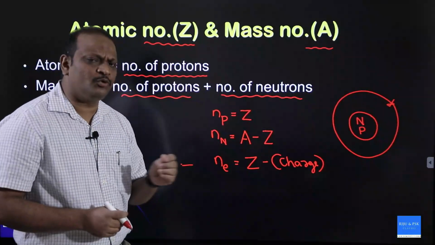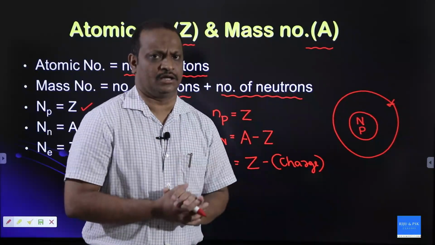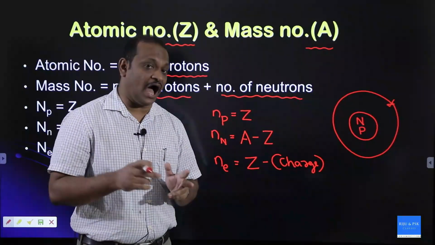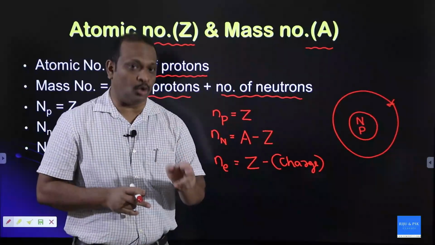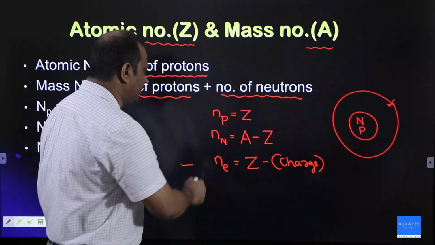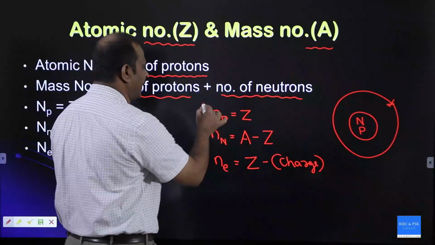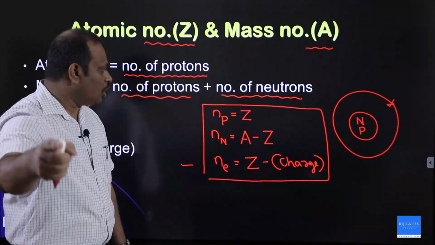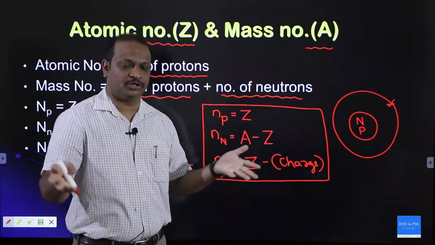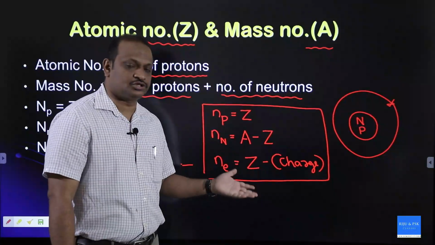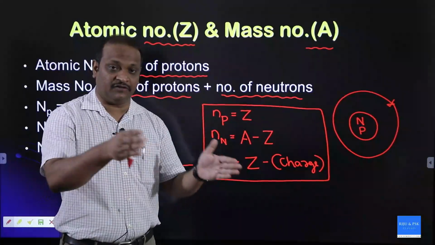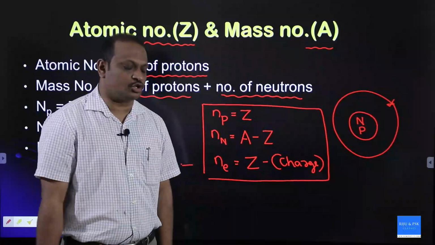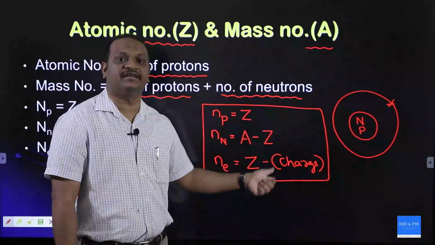Let us practice a few questions on this, because we need to talk about atoms, ions, and molecules. Remember these three equations in your mind. What is the first one? Tell me, all of you. Number of protons can be obtained from the atomic number. Number of neutrons can be obtained by taking the difference of mass number and atomic number. Number of electrons can be obtained from Z minus charge.